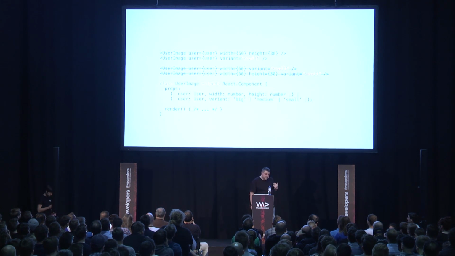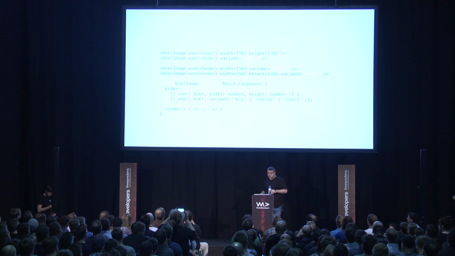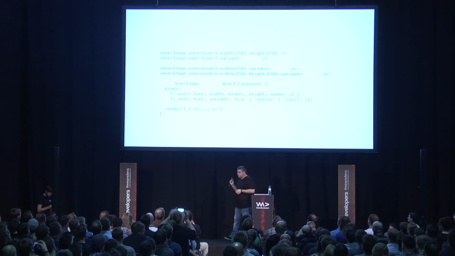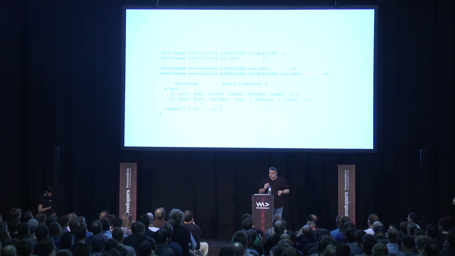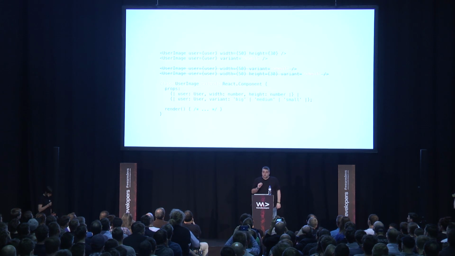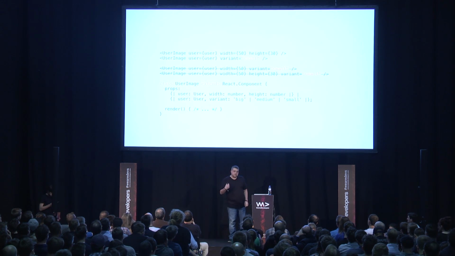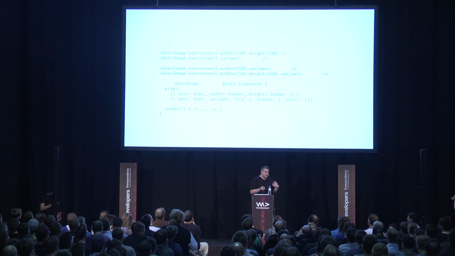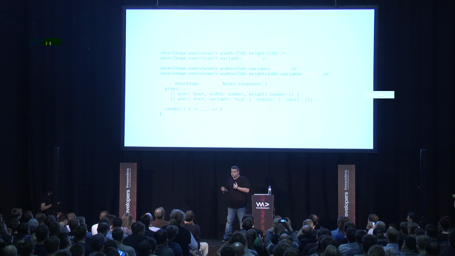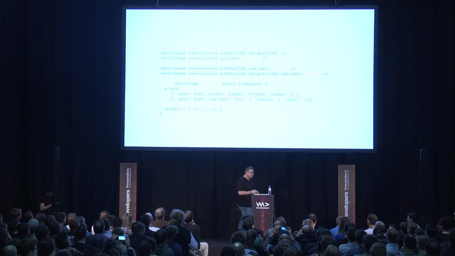So with Flow type, we can define a props property, and we can say that it can accept one or the other. It can either accept a user with width and height, or a user with variant. And this actually helps us a lot when we make our components. We have a lot more freedom in what to do, and Flow type was a definite win, and keeps our sanity in check.